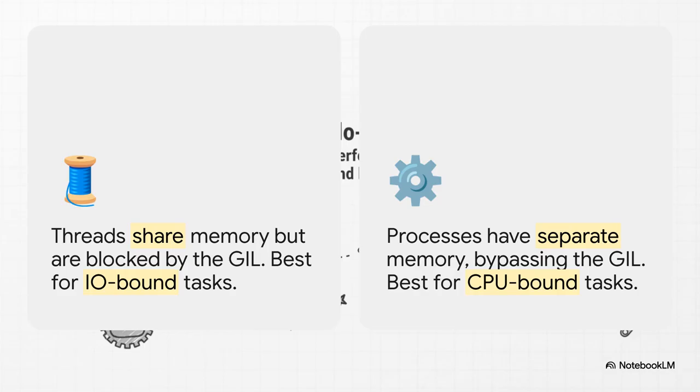Then there's the other approach, multiprocessing. This is like giving every single process its own microphone, so it totally bypasses the GIL. Awesome, right? Well, the catch is that each process also gets its own separate block of memory, which makes sharing data between them a huge pain and adds a ton of complexity.